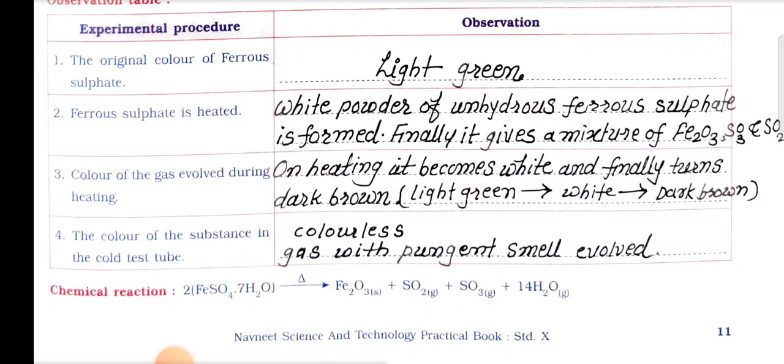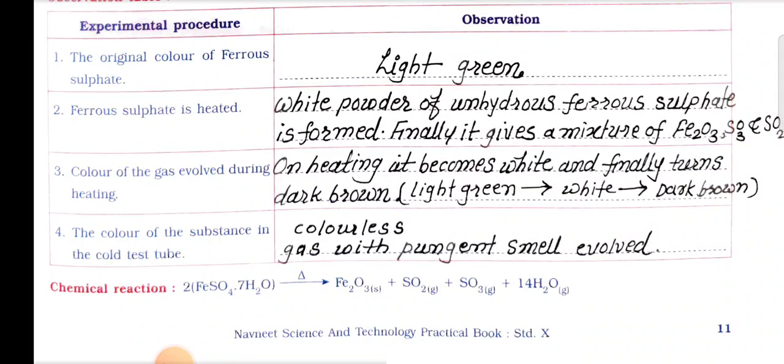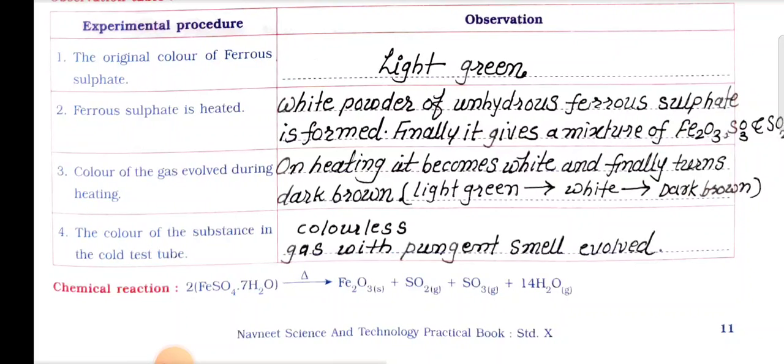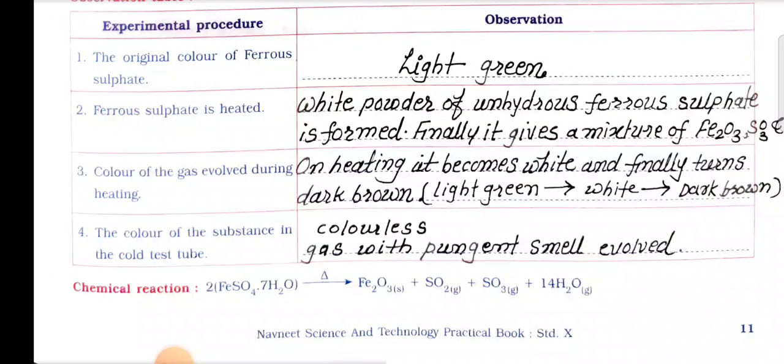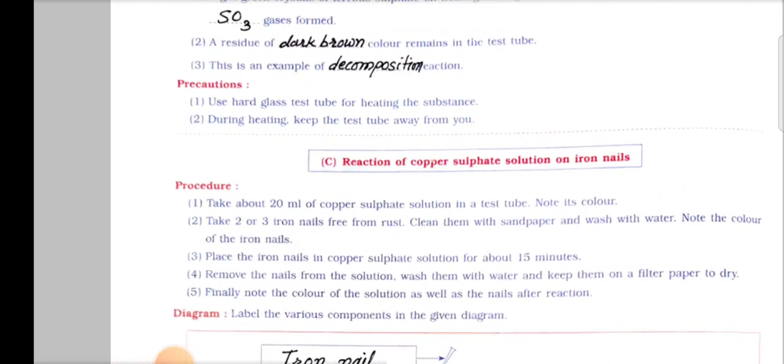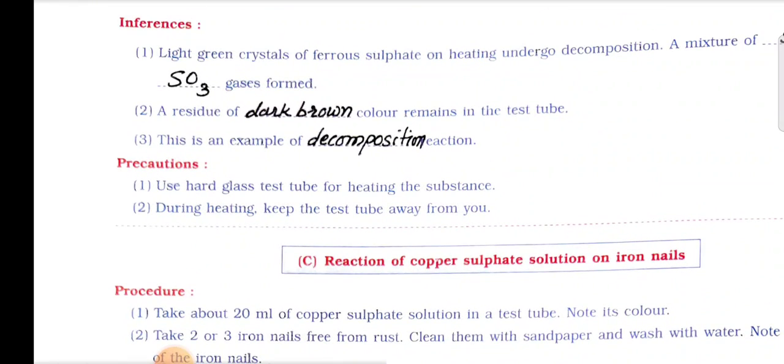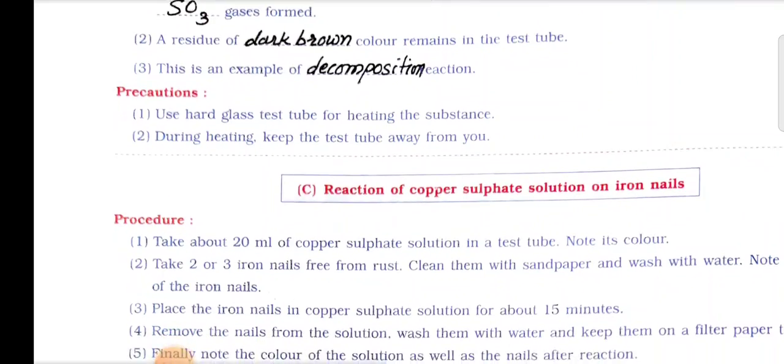The color of the substance in the cold test tube: colorless. Gas with a pungent smell is evolved. Now next, inferences. Mixture of SO3 gases formed. Dark brown, and decomposition reaction. This is an example of a decomposition reaction.